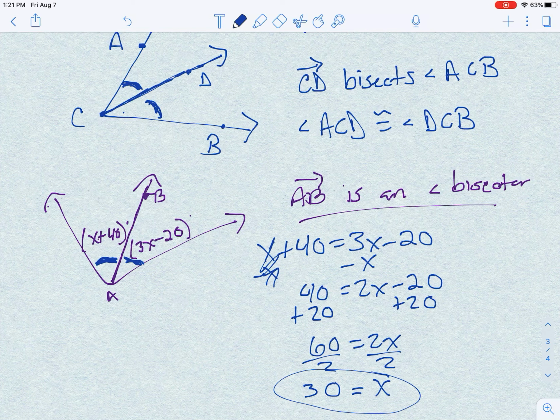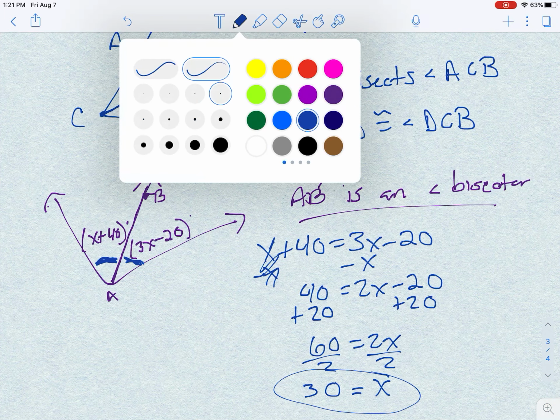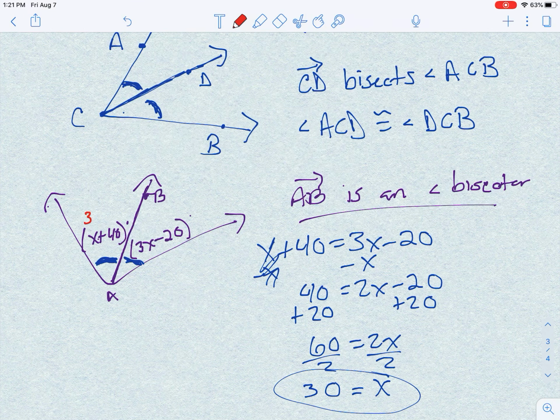So there's x. That's if it asks you to solve for x. That does not mean that this is the angle. It does not mean that each of those angles is 30. To find the actual angle, we would have to take that value and plug it in. So we would have 30 plus 40, which is 70 degrees. If we plugged it into the bottom, you should get the same thing. 3 times 30 minus 20. Well, 3 times 30 is 90, minus 20 is 70. So we're good. We did solve correctly. If it asked you for the entire angle, you would plug them in and either double them or add them together to get 140.